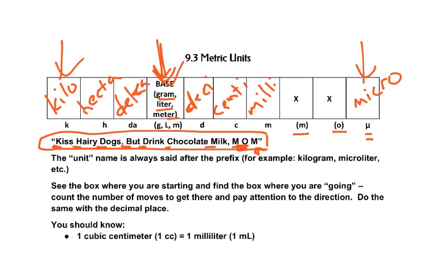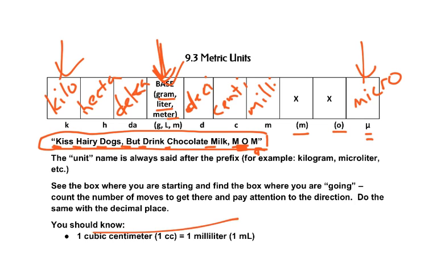So the idea behind the metric system is it's very easy to convert from one unit to another. You just see where you are and where you're going, and you pay attention to how far you need to move and the direction you need to move to get there, and that's what you do with the decimal.